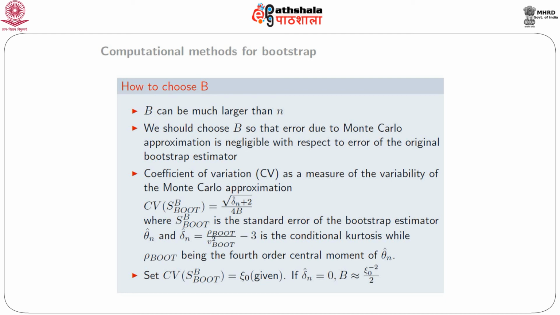Now, the standard formula for the moment estimator gives that E*(S boot B) is approximately equal to the square root of V boot, and Var*(S boot B) is approximately equal to the quantity (rho boot minus V boot square) by 4B V boot, where rho boot is equal to the expectation of (theta n* hat minus expectation of theta n*) whole to the power 4. Then we can compute the CV of S boot B, which comes out to be approximately the square root of (delta n hat plus 2) by 4B, where delta n hat is rho boot by V boot square minus 3, which is nothing but the conditional kurtosis of theta n* hat.